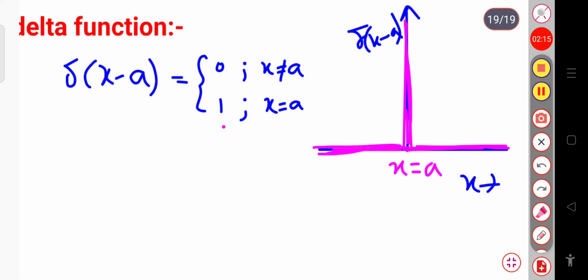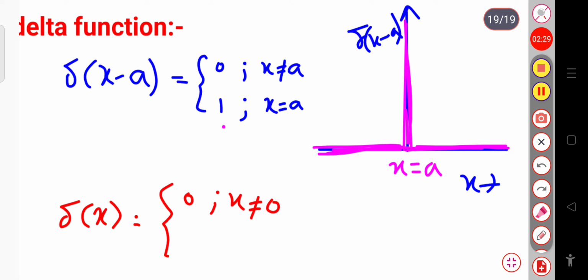Similarly, if I write delta of x, then delta of x can be written as: its value will be equal to 0 when x is not equal to 0, and its value will be equal to 1 when x equals 0. This is just similar to the above, that is, in place of a, if I put 0, then when x is not equal to 0, delta of x will be 0, and when x equals 0, this function will be 1.